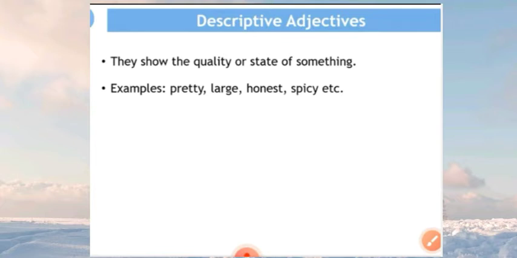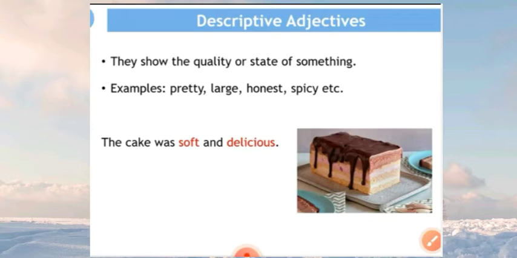Let's also take some examples here. The cake was soft and delicious. So now here the words soft and delicious are descriptive adjectives because they are describing the quality of the cake. It is telling you more about how the cake was. Hence they are both descriptive adjectives.